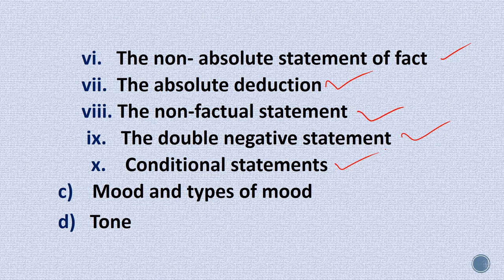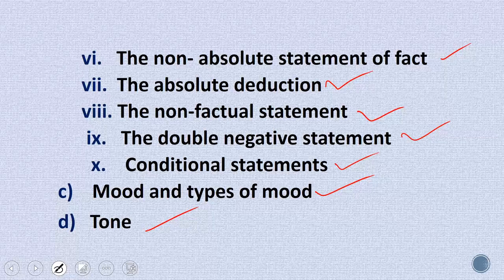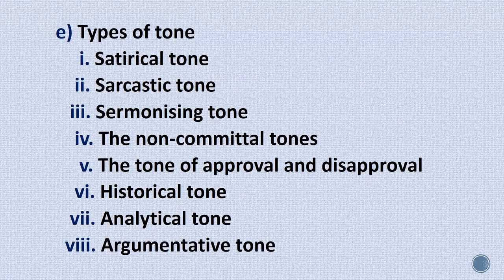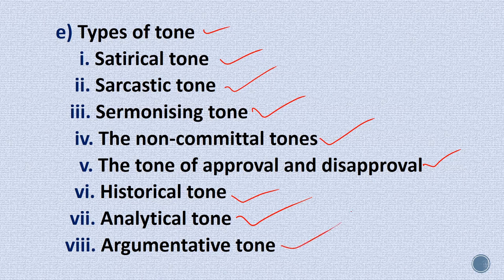Once we are done with these various types of statements, next we have to look at the mood and also the types of mood. Very importantly, a pivotal aspect of mood is the tone, because we have to discuss tone. Then once we are done with tone, we're looking at the types of tone. Under the types of tone, we're looking at the satiric tone, the sarcastic tone, the sermonizing tone, the non-committal tone, the tone of approval and disapproval, the historical tone, the analytical tone, the argumentative tone.